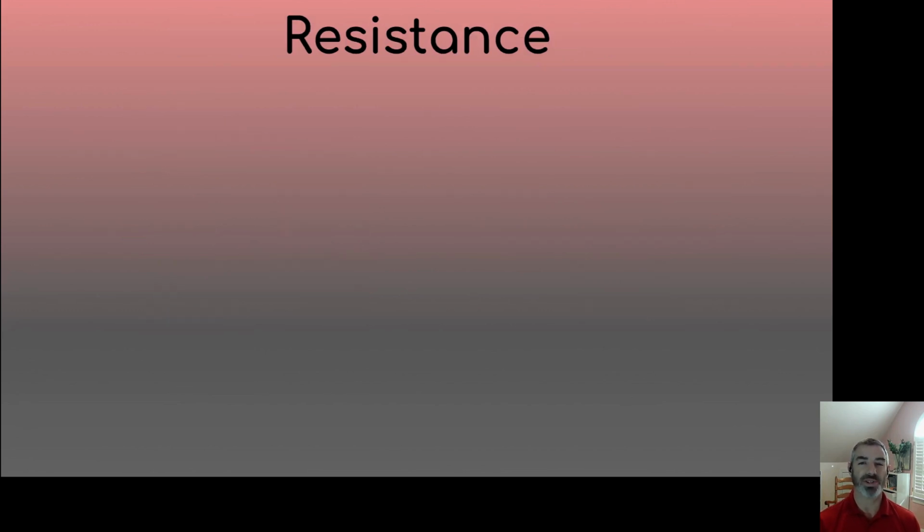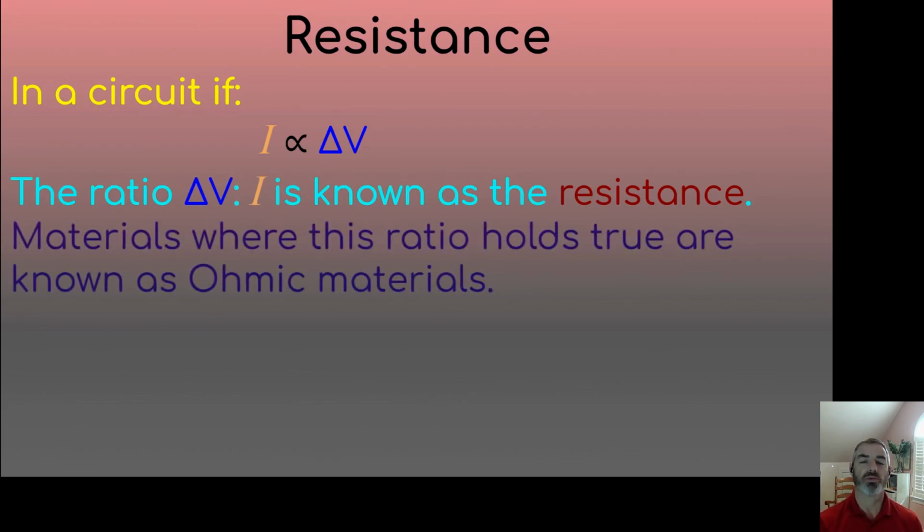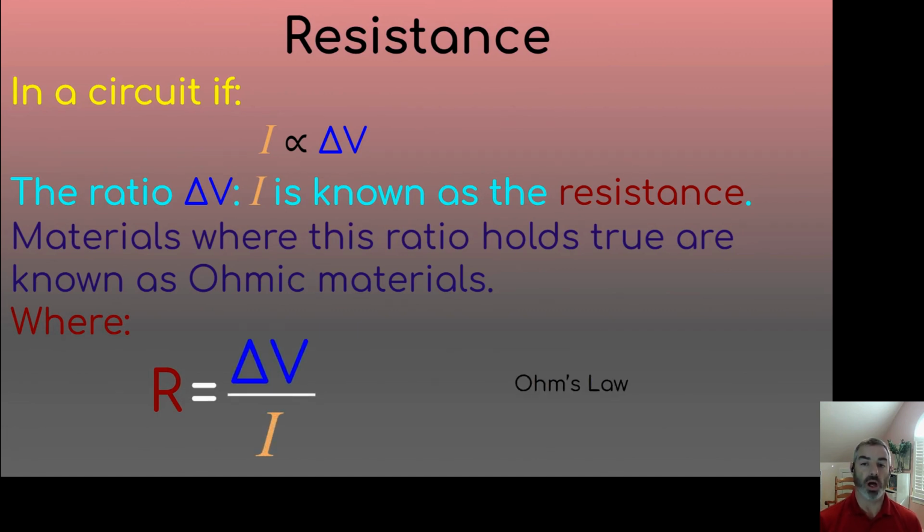Now let's talk about resistance. So in a circuit, if the current is directly proportional to the potential, so if we added multiple batteries, the current increases as the voltage increases, the ratio of delta V to I is known as the resistance. Materials where this ratio holds true are known as ohmic materials or ohmic resistors. And that's where R is going to equal delta V divided by I. And this is known as Ohm's law.